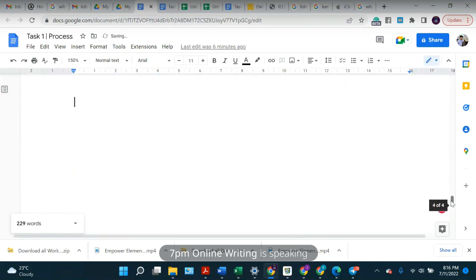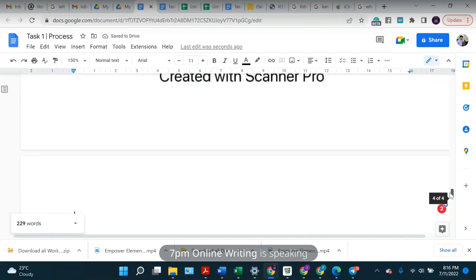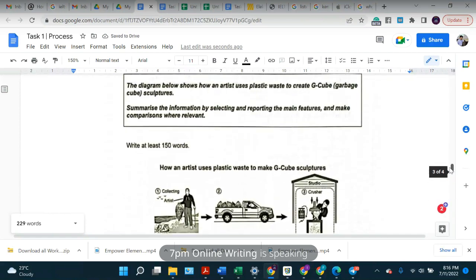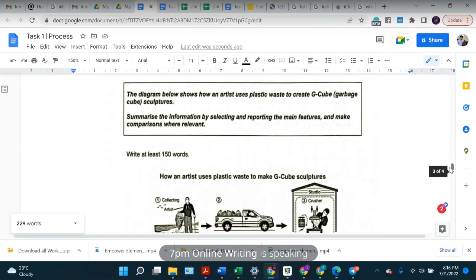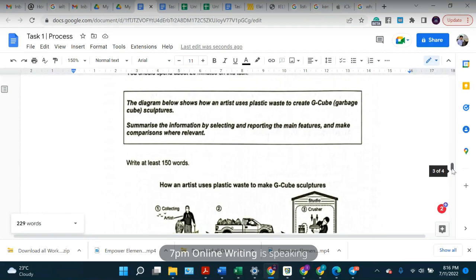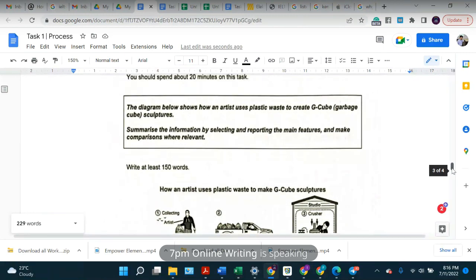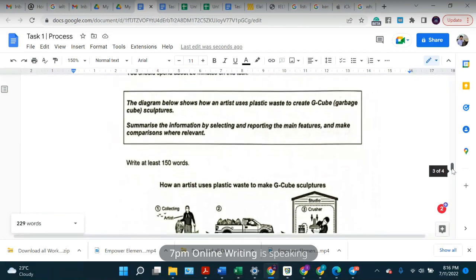So we can just get rid of it and try our own intro combined with the overview. Ildar, if you can help me out, that would be great. So we have: the diagram below shows how an artist uses plastic waste. Can we paraphrase plastic waste? I'm not sure. We can, but we will not have a better version. So I think, what about the word refuse?